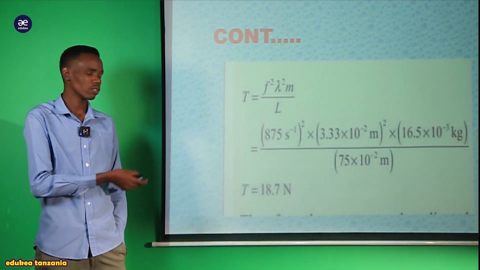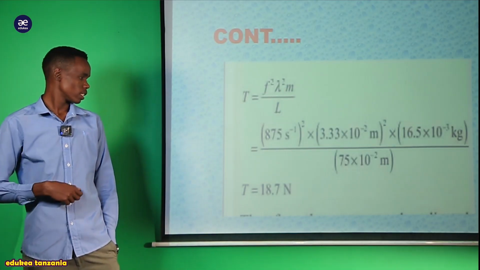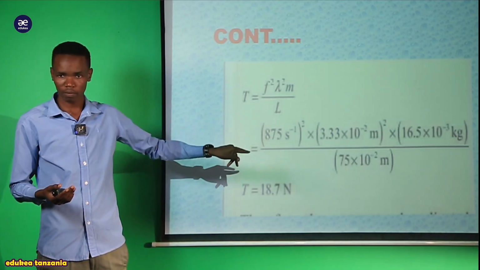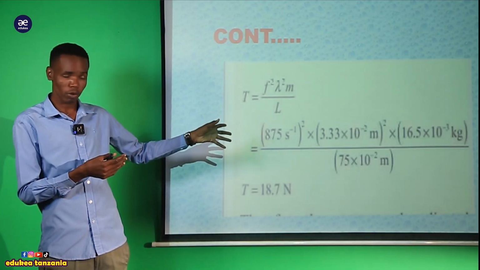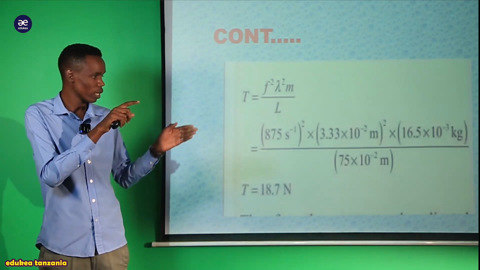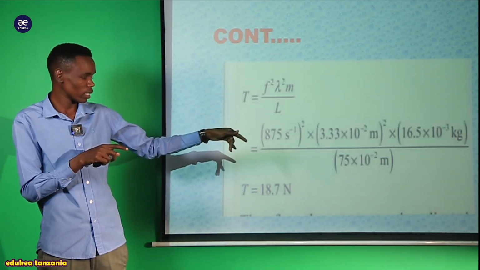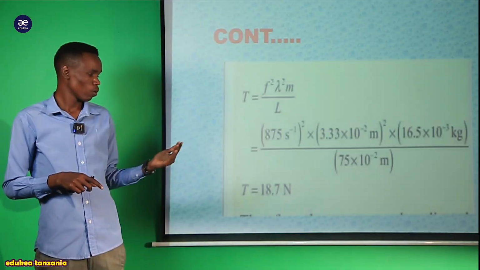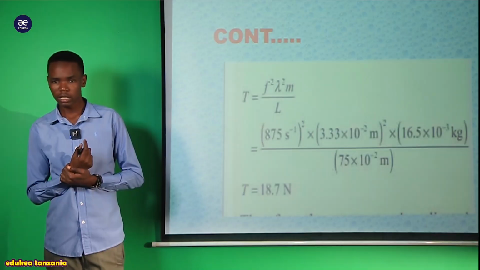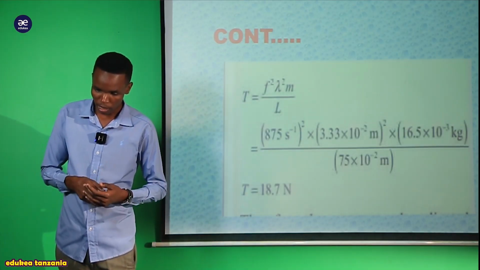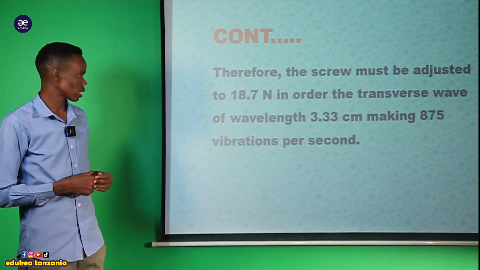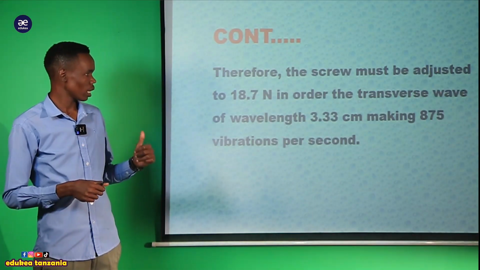Kwa tukishasubstitute pale tutapata sasa kumbe yule tension ni sawa na, if you take your calculator and substitute all of these values, utaweka mabano kwanza kama nilivyoonyesha pale, weka mabano alafu ingiza value yako, funga mabano alafu weka square exponent pia na pale the same way. Mwisho wa siku utakuja utapata kumbe thamani ya tension ambayo tulikuwa tumeulizwa kwenye swali letu is equal to 18.7 Newton.